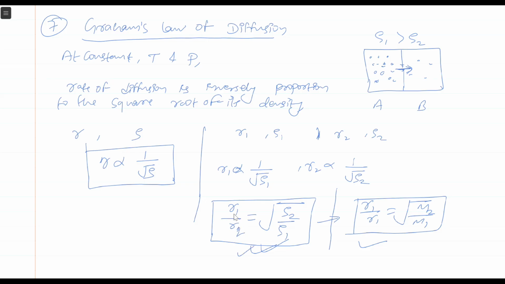If R1 is given, rho 2 is given, rho 1 is given, and if it tells you to find out the value of R2, then we can use Graham's law of diffusion that relates the rate of diffusion with the density or molecular weight of the substance.